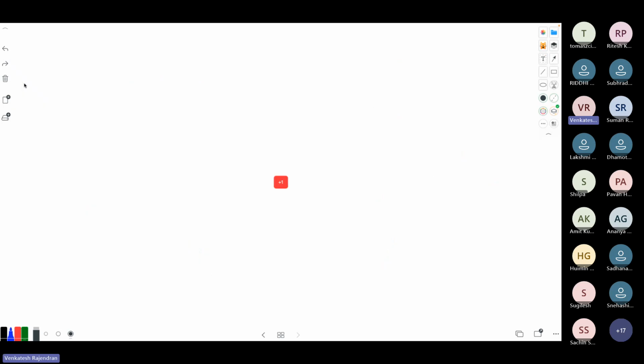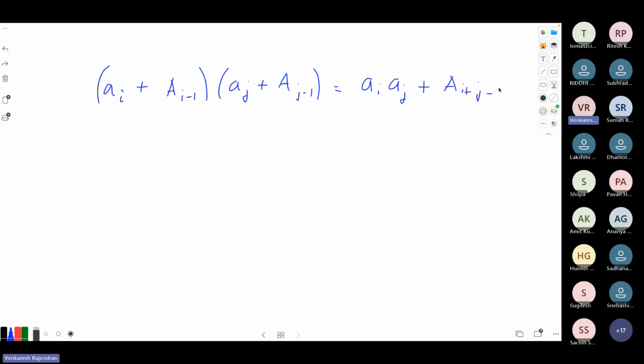What is the definition? You take, for example, a_i plus A_{i-1}, which is in A_i modulo A_{i-1}, and you define the product between this and a_j plus A_{j-1} to be the natural product in the algebra, a_i a_j, but then you go modulo A_{i+j-1}. So this is the product that you define.